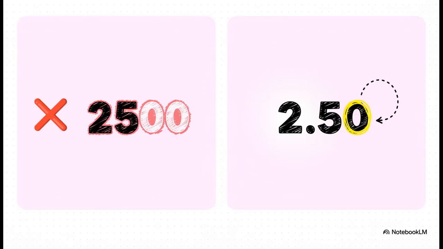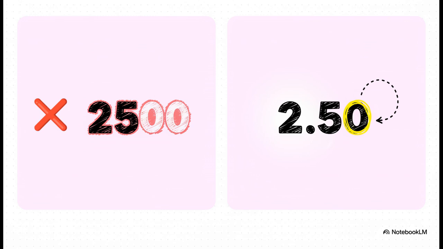Okay, here it is, the trickiest rule. Zeros at the end of a number. It all comes down to one simple question. Is there a decimal point anywhere in the number? If there's no decimal, like in 2500, those zeros are just placeholders. We only have 2 sig figs. But the second you add a decimal, like in 2.50, that trailing zero suddenly becomes important.